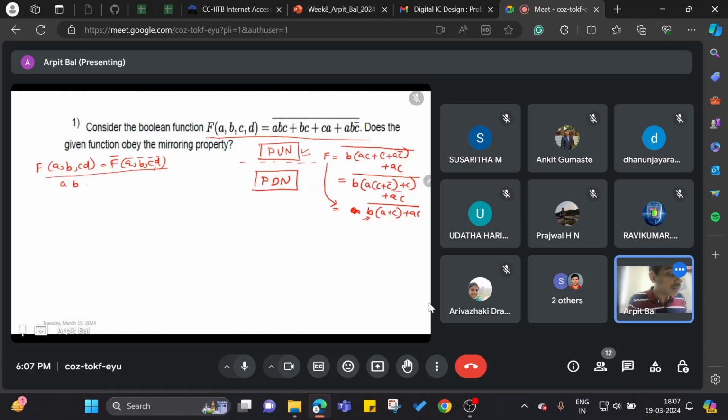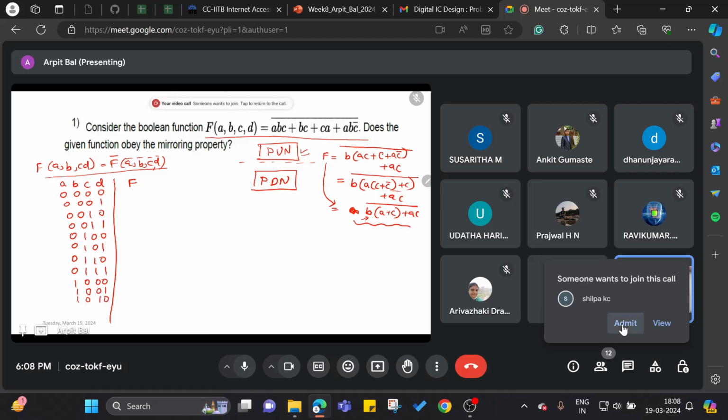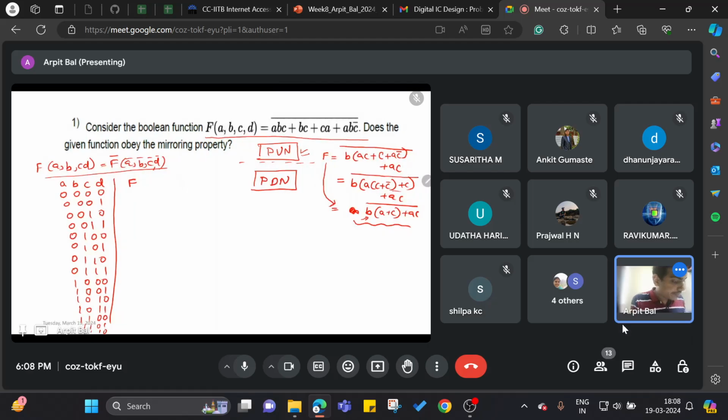So this is our input ABCD and this is my F. This particular thing represents my F. So can someone tell me what will be the F values?